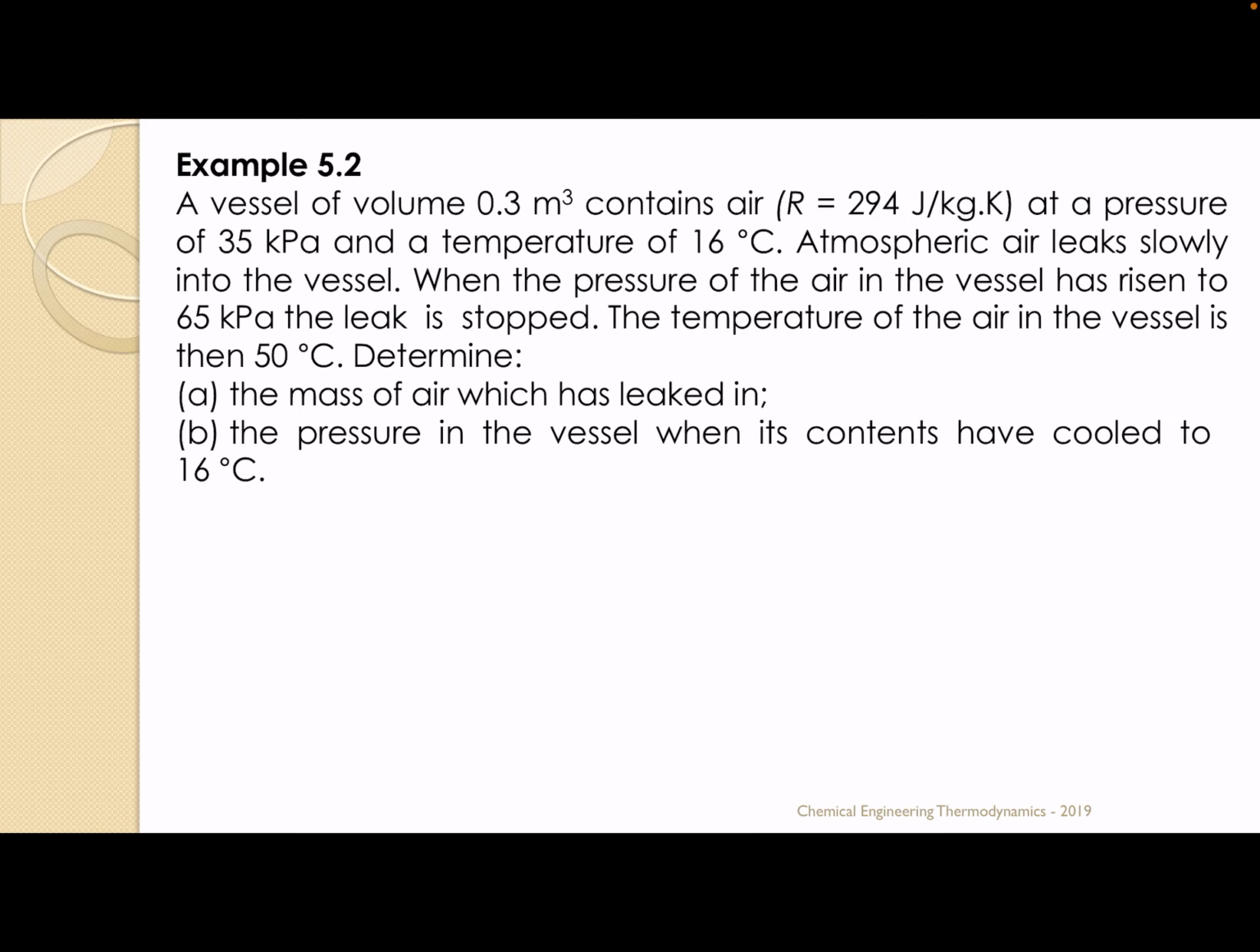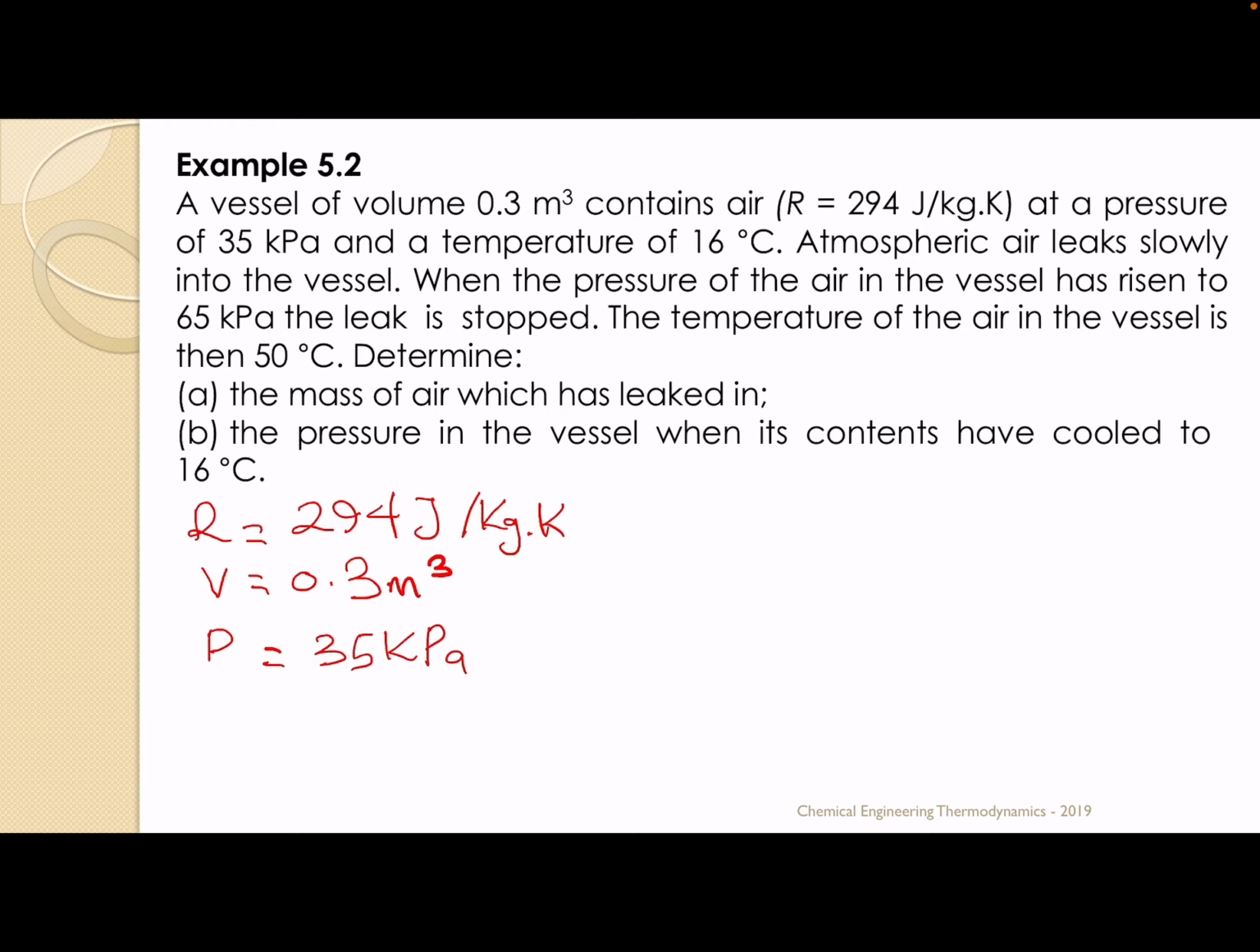So let's look at another example. A vessel of volume 0.3 meter cube. So we have our volume, 0.3 meter cube, contains air. We have our R value, 294 joules per kilogram Kelvin, at a pressure of 35 kPa. So we have a pressure of 35 kPa, kilopascal.